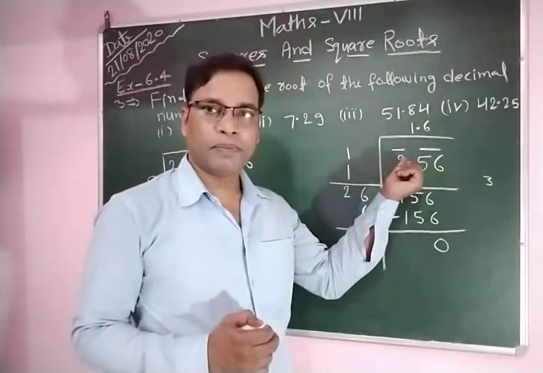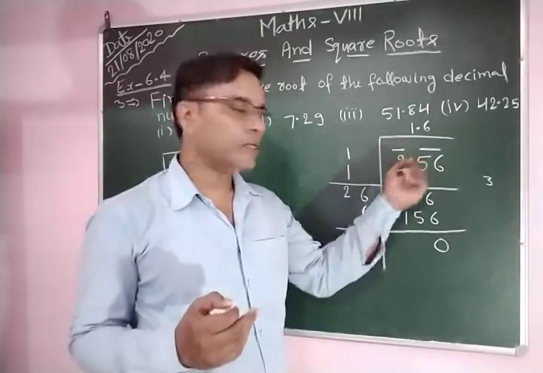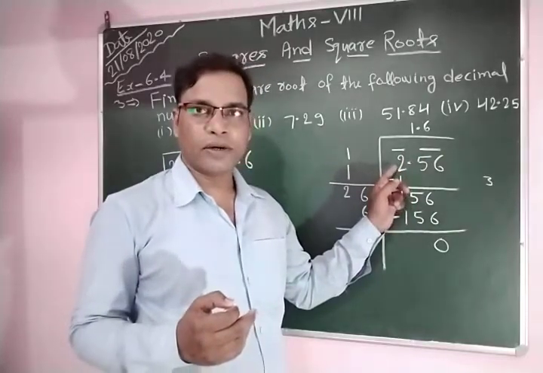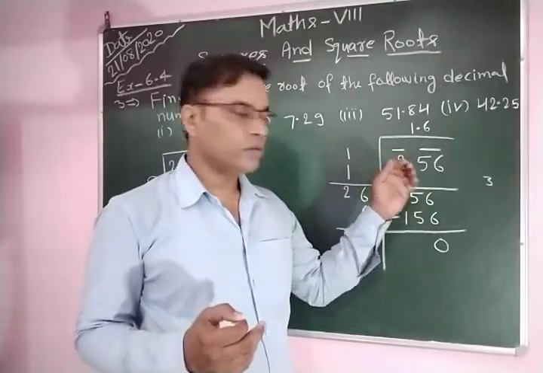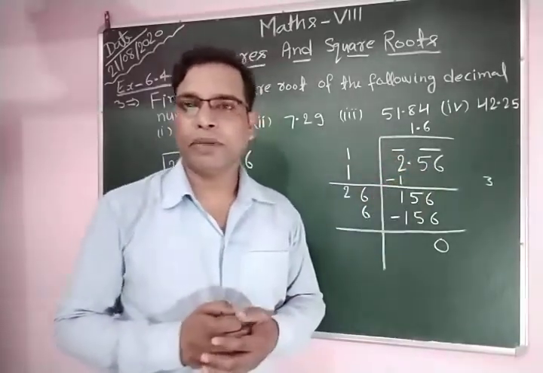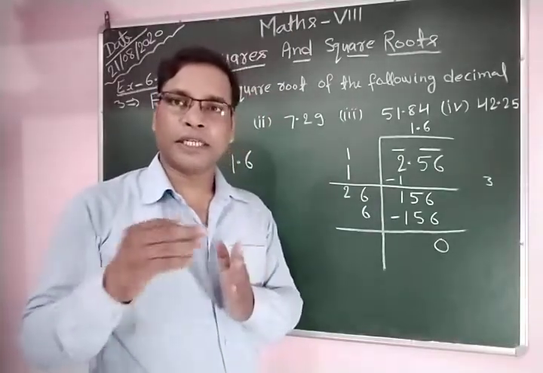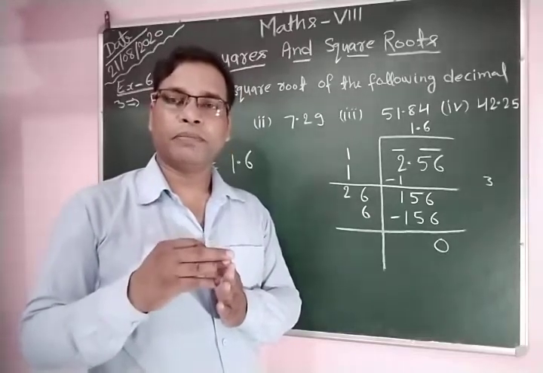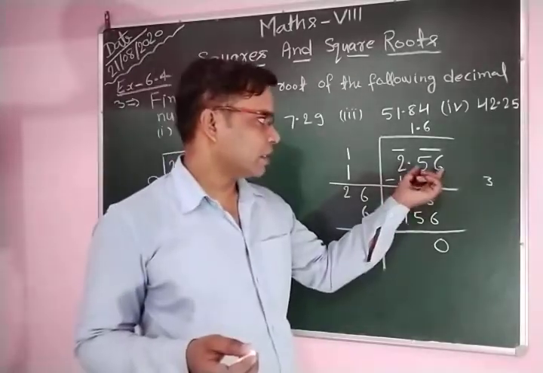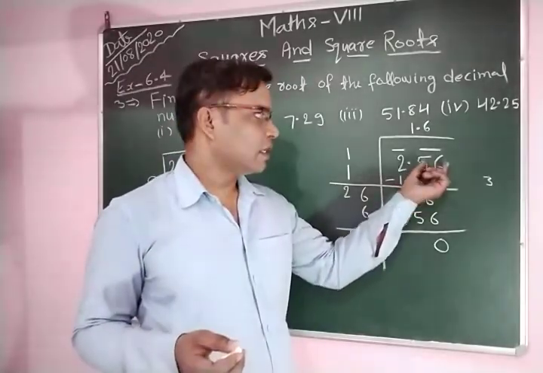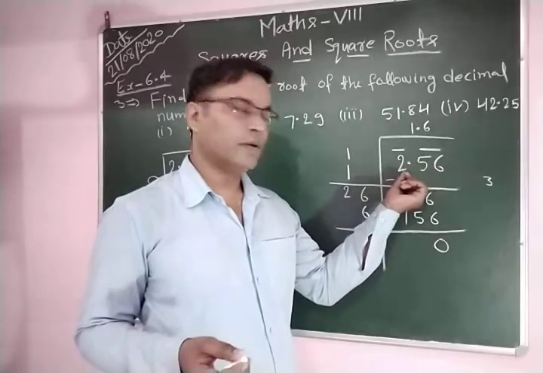In the integral part we place the bar over the digits from right to left, but here you can see only one digit. This is the integral part, so we place a bar over the 2, and in the decimal part we place the bar from left to right. In the integral part we place the bar from right to left, but in the decimal part we place the bar from left to right. So after the decimal, you can see we put a bar over the 56. This is one pair, this is one pair.